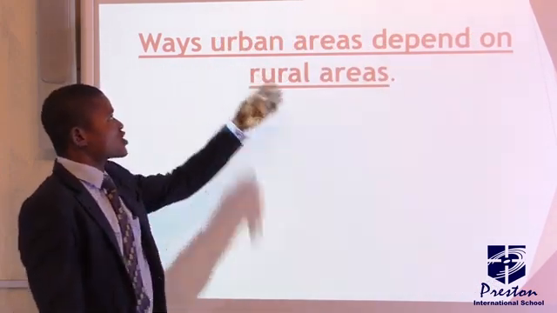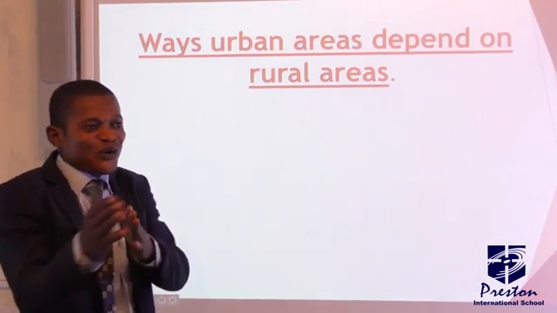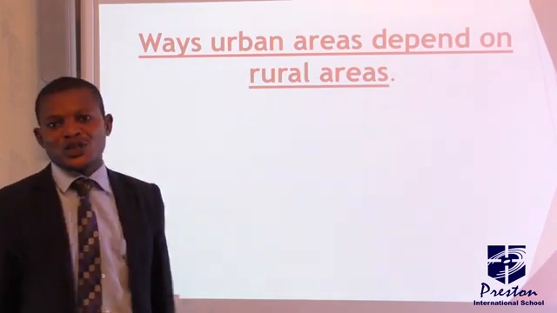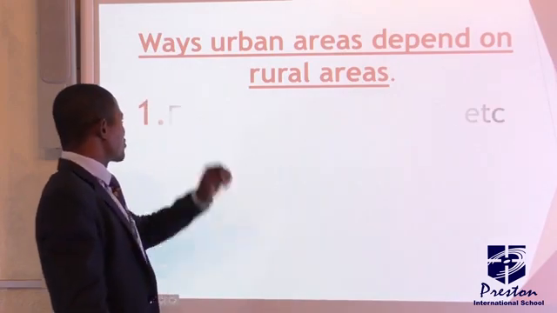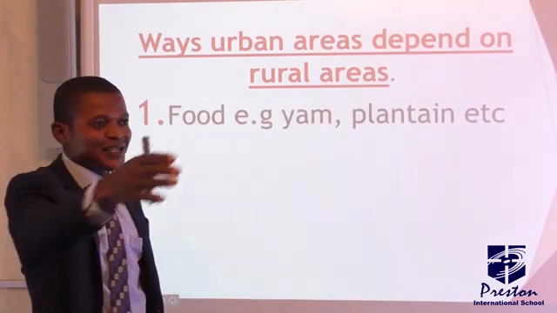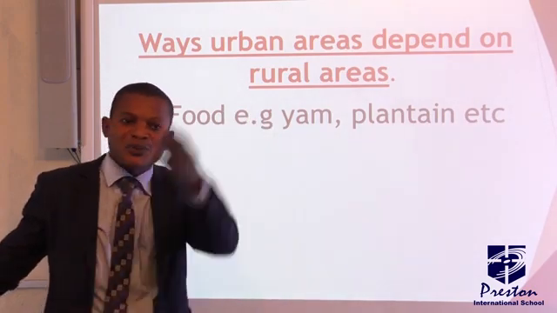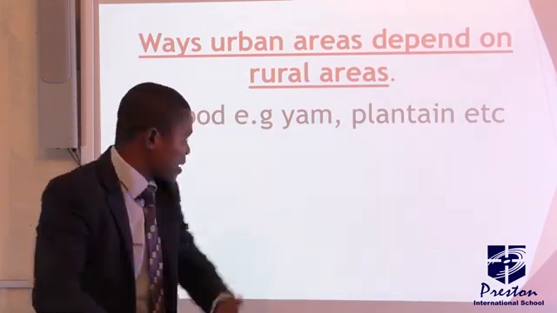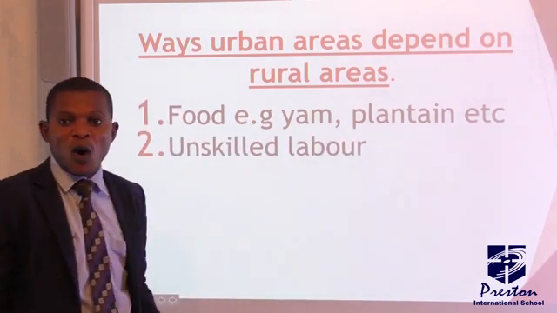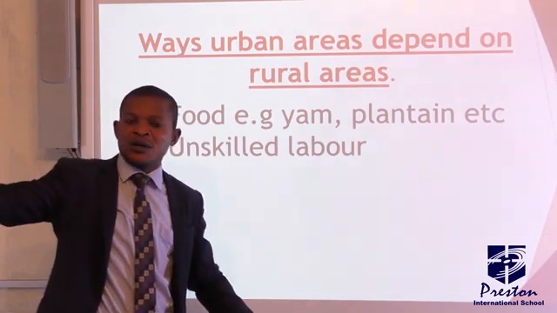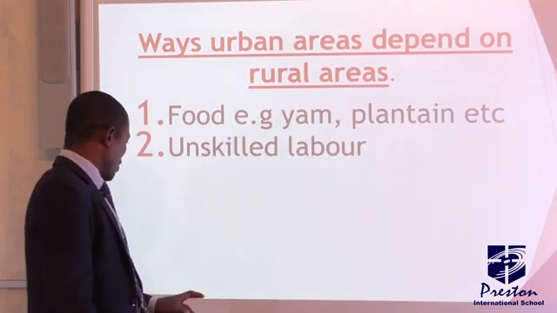Then finally, look at the ways urban areas depend on rural areas. They depend on one another. It's a symbiotic relationship. Number one, food: the plantain and the yam. Plantain and yam are not produced in the urban area, they are produced in the village. So the urban area will look to them for this. Number two, unskilled labor. Those people carrying out construction work, carrying the cement in the town, are villagers. So they depend on them for unskilled labor.